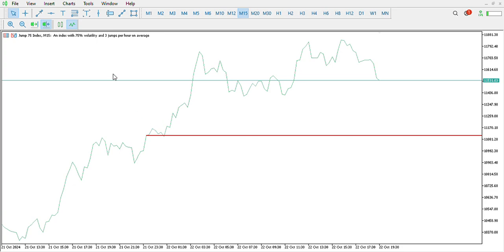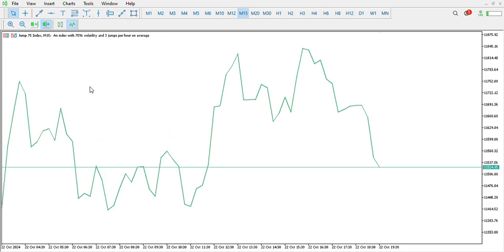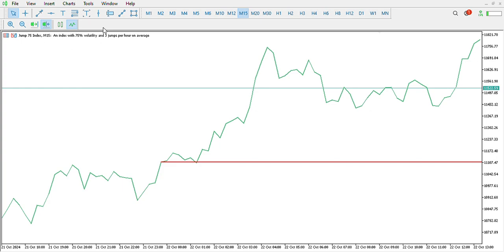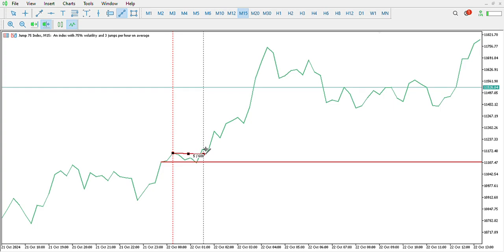Are you seeing this place? There is a break of structure here. There is a break of structure here. Are you seeing this place? There is a break of structure here. Are you seeing that break of structure? There is another break of structure here. Here there is a break of structure. Are you seeing that? So what are you doing here?